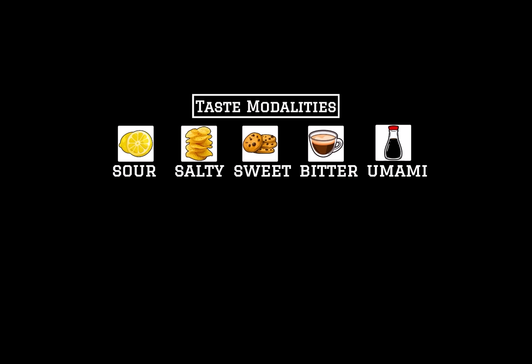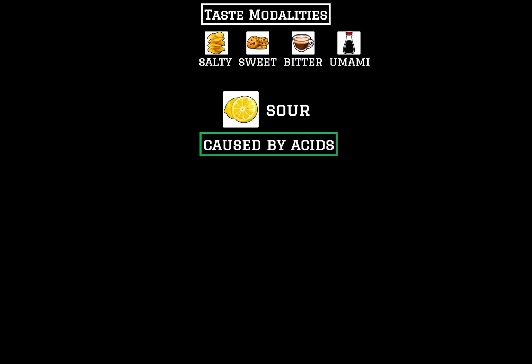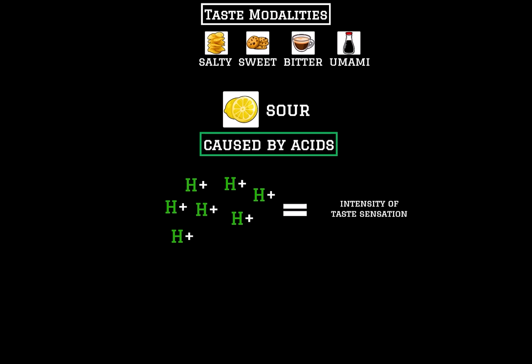Now, we said earlier that there are 5 taste modalities: sour, salty, sweet, bitter, and umami. The sour taste is caused by acid, meaning by the hydrogen ion concentration, and the intensity of this taste sensation is approximately proportional to the hydrogen ion concentration.